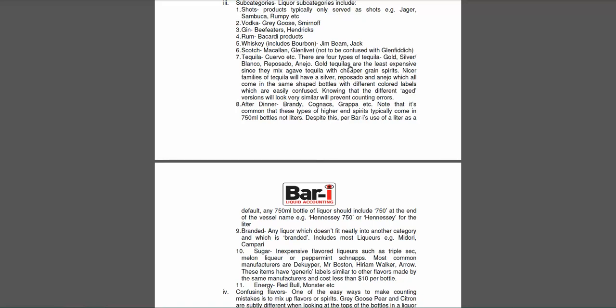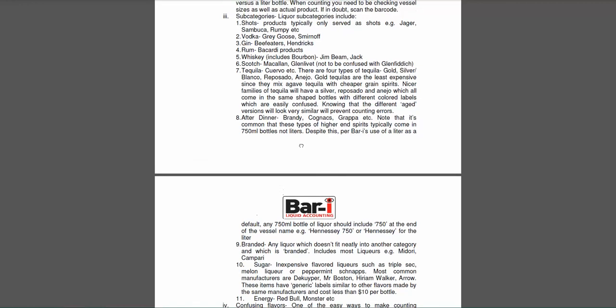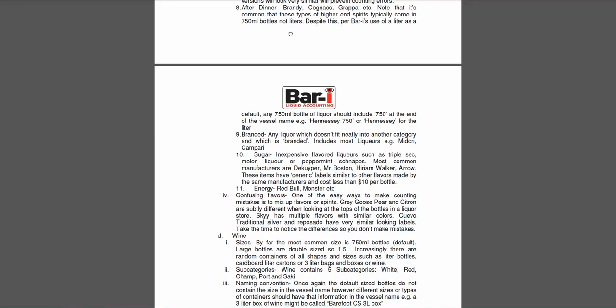So typically you'll see the silver or blanco is clear liquid, the reposado has a slight coloration to it, and the añejo will be the darker, almost like a light brown or amber color sometimes. They're kind of booby traps here because it's very easy to mix up the reposado, añejo, and blanco, so pay attention to that.